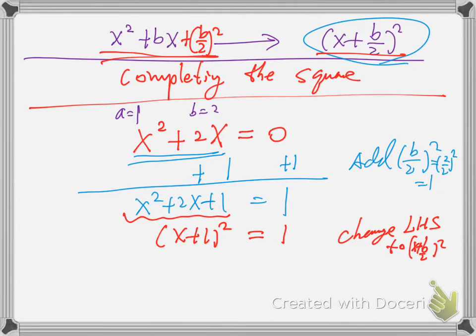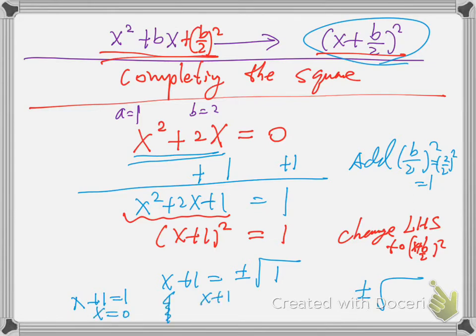So now we take the square root, positive and negative, on the new equation. We got x plus 1 is positive or negative square root of 1. First case, x plus 1 is 1, positive square root, so x is 0. Second case, x plus 1 is negative square root of 1, so x plus 1 is negative 1, which implies x is negative 2.